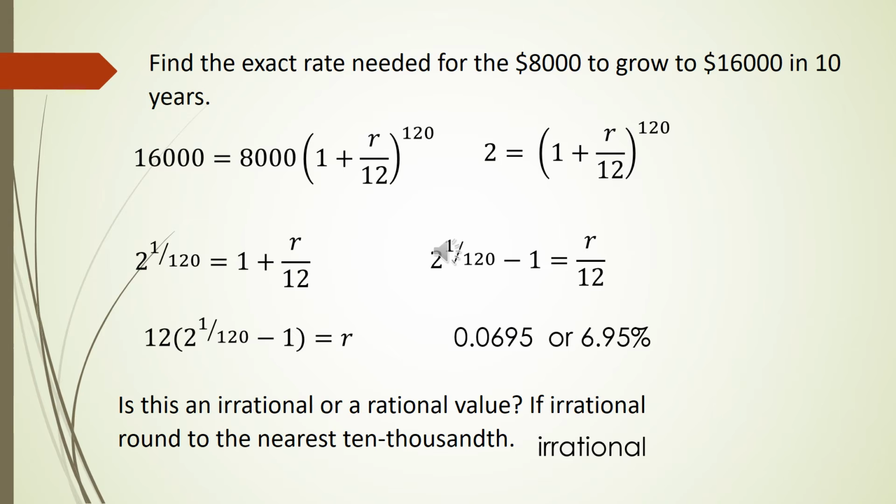Is this an irrational or a rational value? It is irrational. So the best that we can do is round it to some decimal. We're not going to be able to hit that exact rate, but rounded to the 10,000ths place, the number is 0.0695, or in terms of an interest rate as a percent, it is 6.95%.